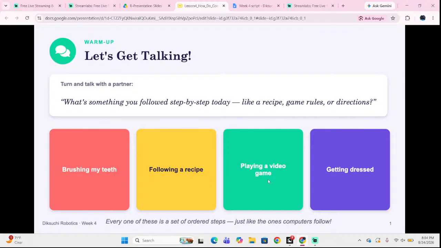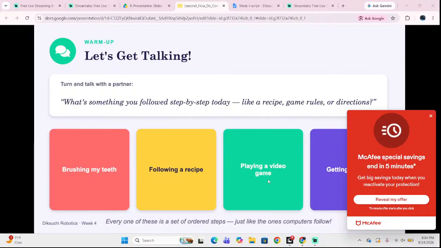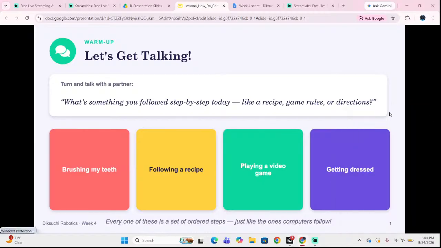I put a few examples up on the screen to help you think. Brushing your teeth, following a recipe, playing a video game, getting dressed. Every single one of these things, and I mean every single one, is actually a set of ordered steps. You probably didn't even realize it, but you follow step by step instructions dozens of times every single day without even thinking about it.